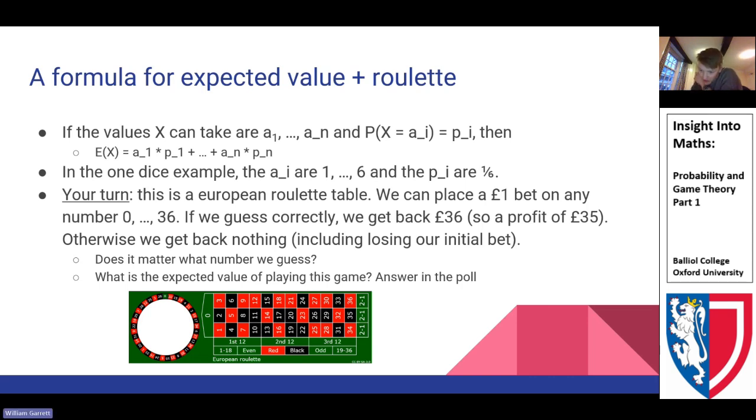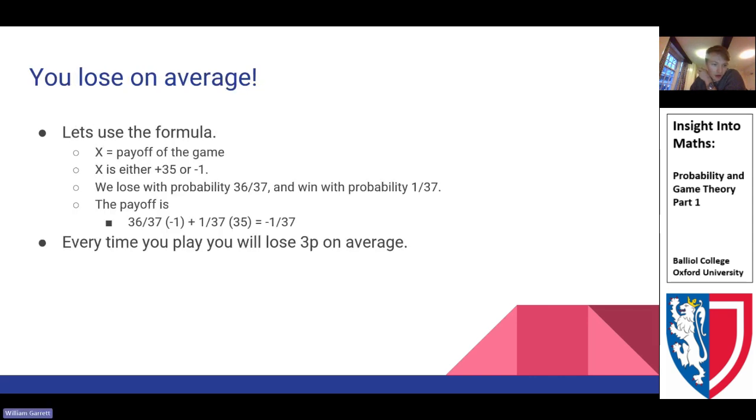Yeah, that's correct. Someone, 20 Lawsons, has said that. So the average is minus 1/37. If X is the payoff of the game, then we either get plus 35 or minus 1. We're losing 36/37 of the time, and then the payoff is minus 1/37. So every time we put £1 down on the roulette table, we just lose 3p on average. Cool.